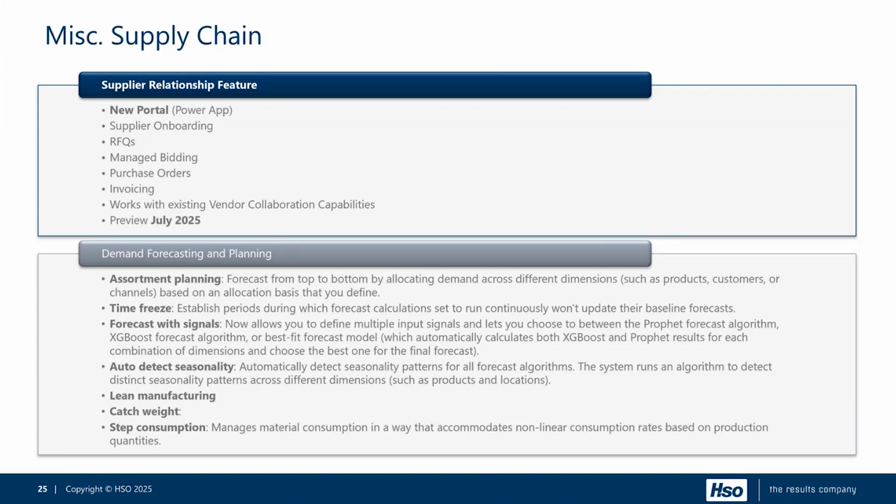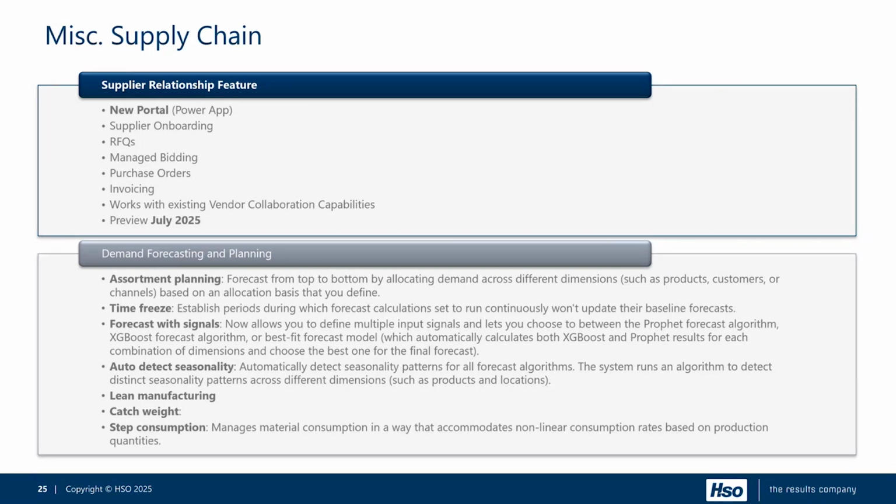And demand forecasting and planning, which is similar to business performance in that it's a separate tool, but it's behind the supply chain premium license. It's adding a lot more capabilities in there. So you can see that assortment planning is going to be possible now. So you can allocate demand across different dimensions, get a different shape to your demand planning. Time freezes, different signals, forecast with signals. You can select different algorithms or let it pick the best fit. And auto detect seasonality is going to be a really important one, I think.